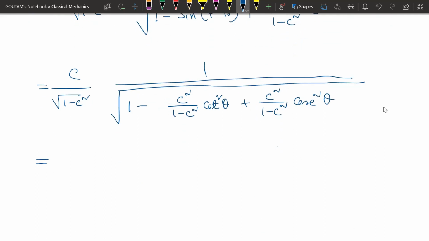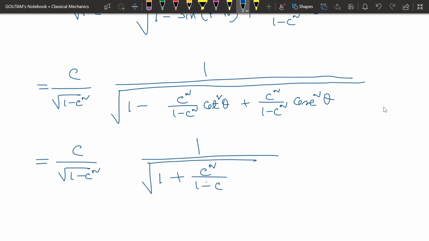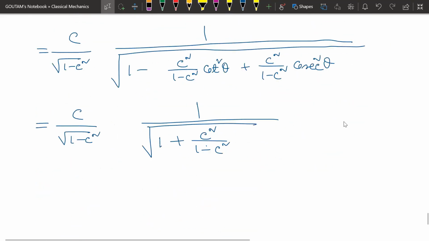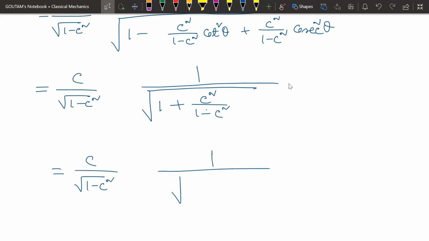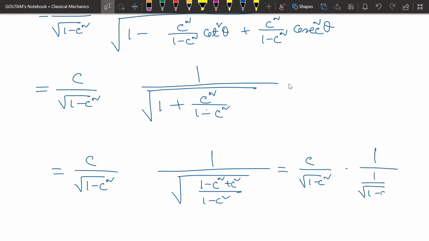Now cosec square theta minus cot square theta equals 1. So in that case, we will get 1 by root under 1 plus 1 minus c square by 1 minus c square, because if we take this c square by 1 minus c square common from these two terms, we will get cosec square theta minus cot square theta, which will be 1. And now if we add these two terms, it will be c by root under 1 minus c square times root under 1 minus c square plus c square by 1 minus c square. And this is basically c by root under 1 minus c square times 1 by root under 1 minus c square, equals c.